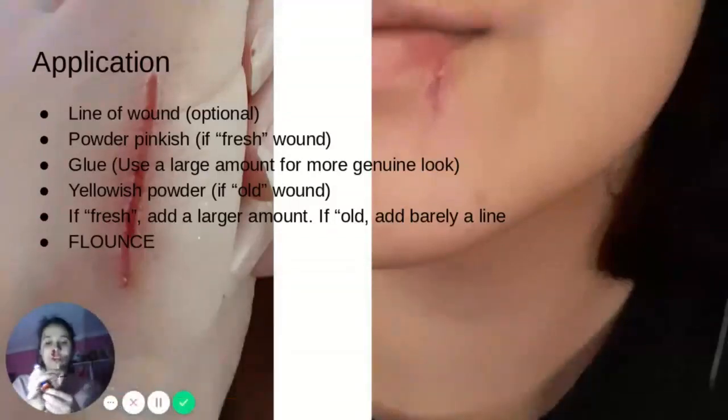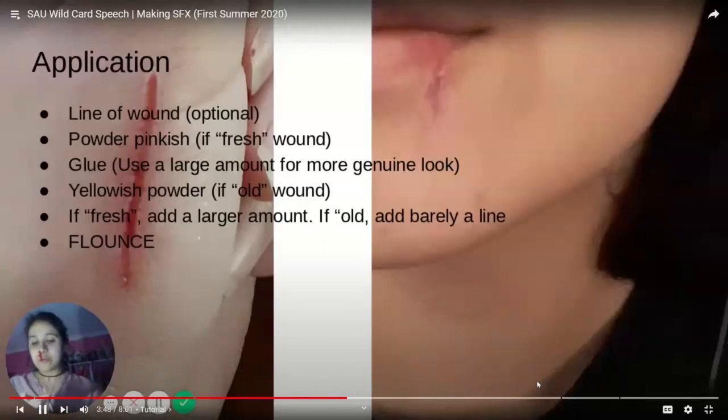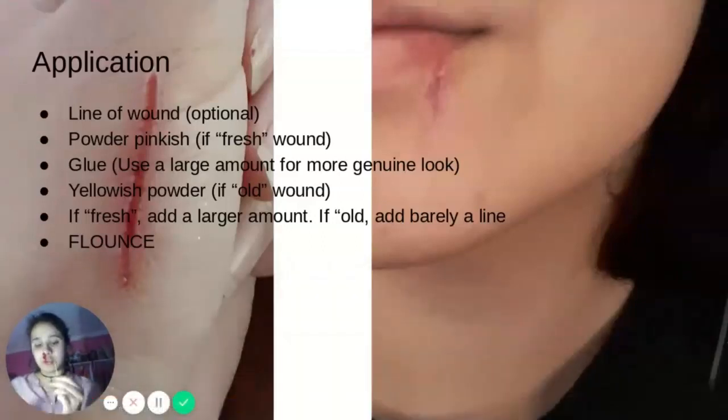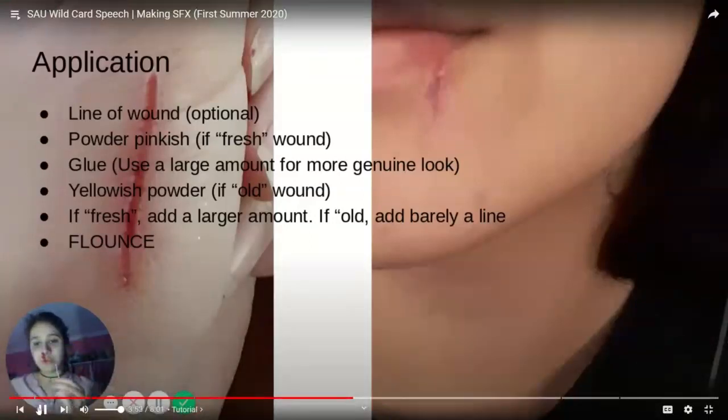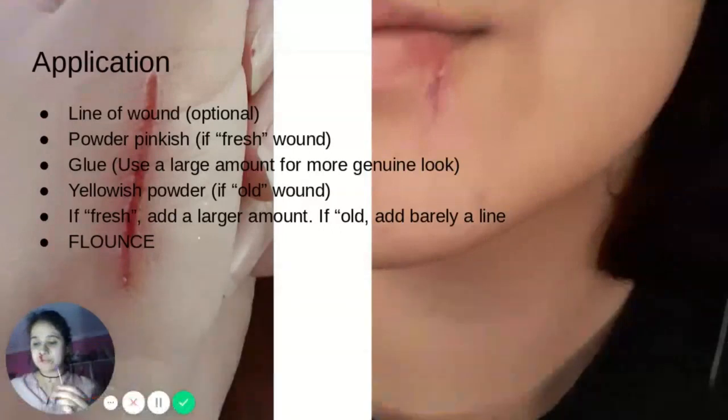Off of your glue stick, make sure that you have a generous amount. If you have for a big wound, you're going to need more than this. If it's a small wound, this should be enough. She goes on and talks about it in a unique manner.